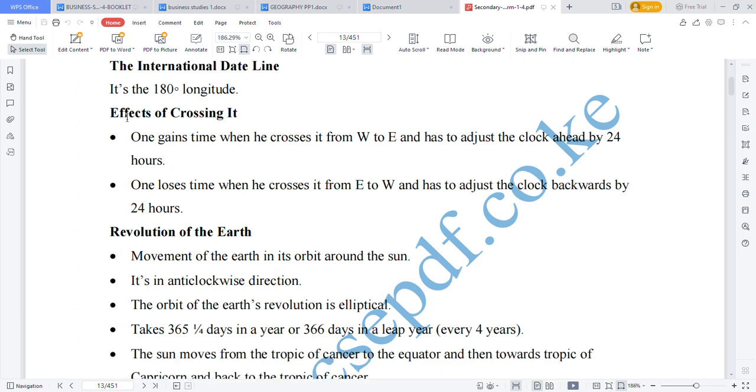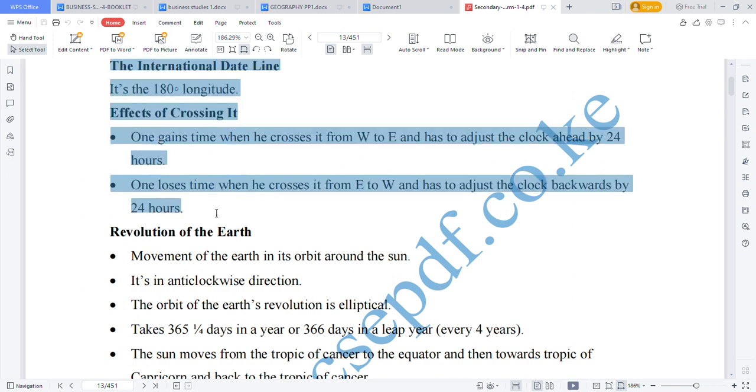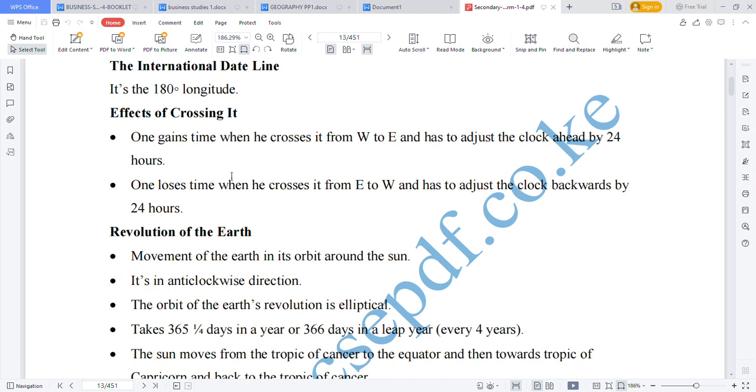This one is very important. A day is lost to the west. A day is gained to the east. That is the summary of what I have said there.